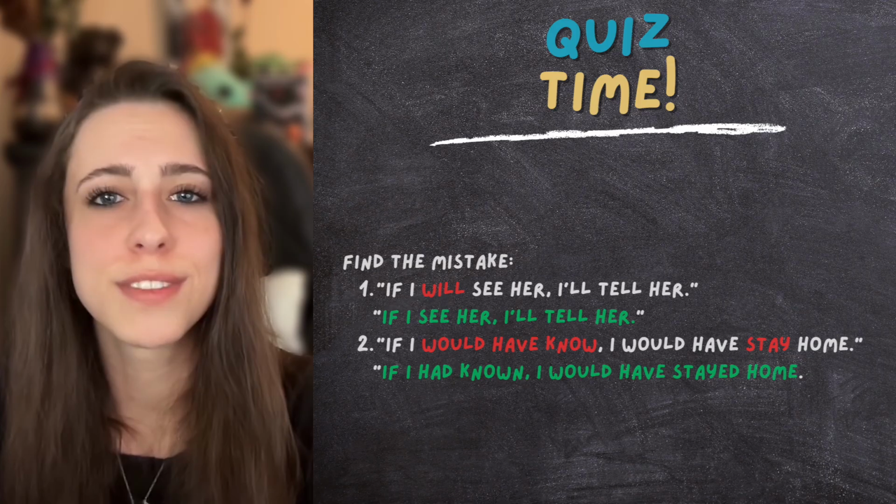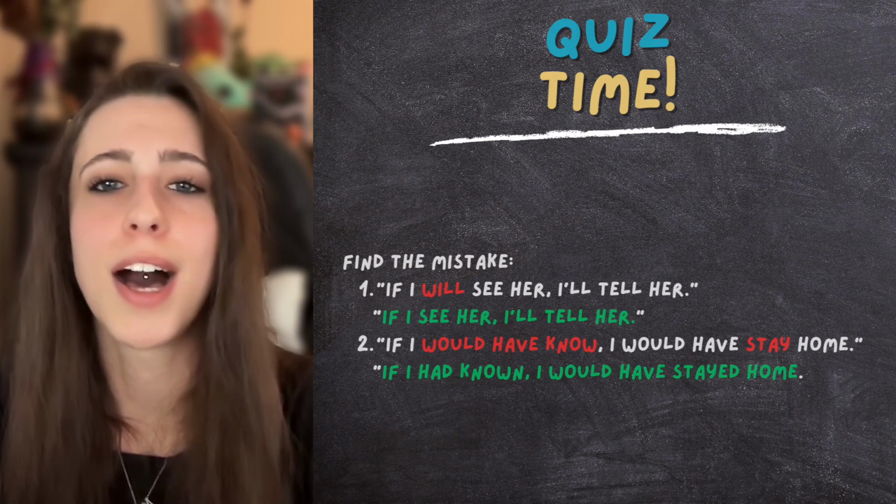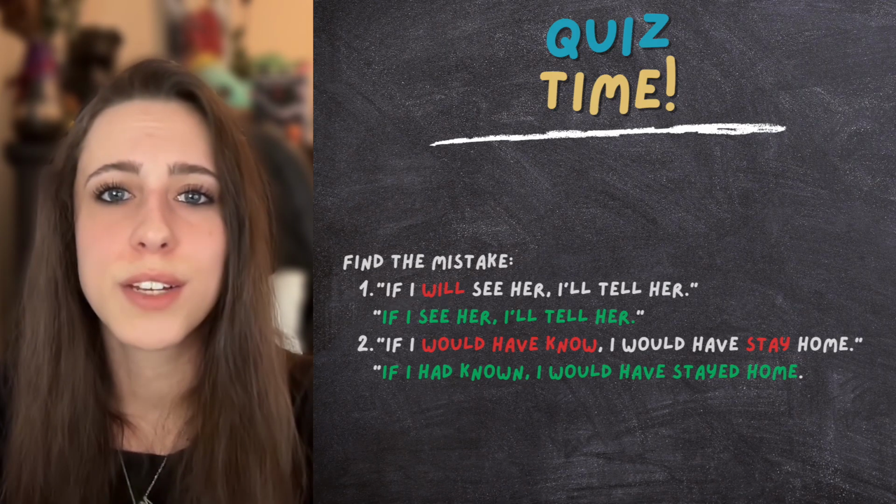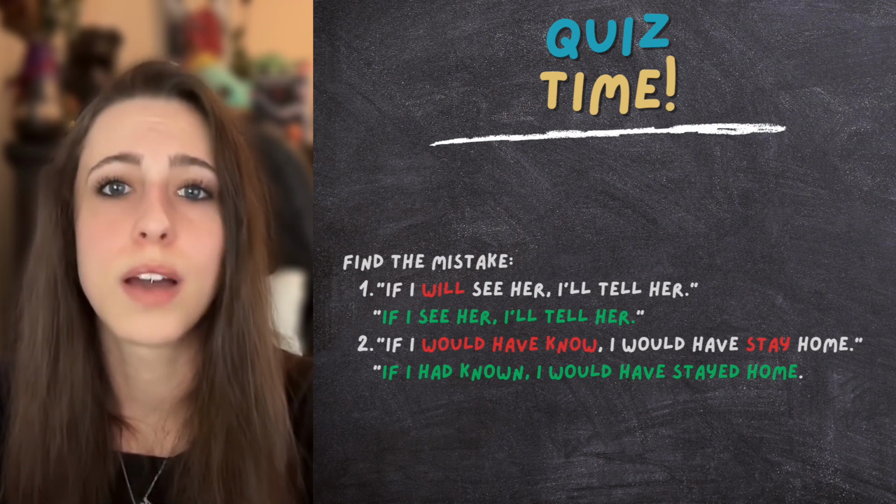For the first correction, if I see her, I'll tell her. And for the second one, if I had known, I would have stayed home. And that's the conditionals made simple. Well, as simple as I could make them for you.